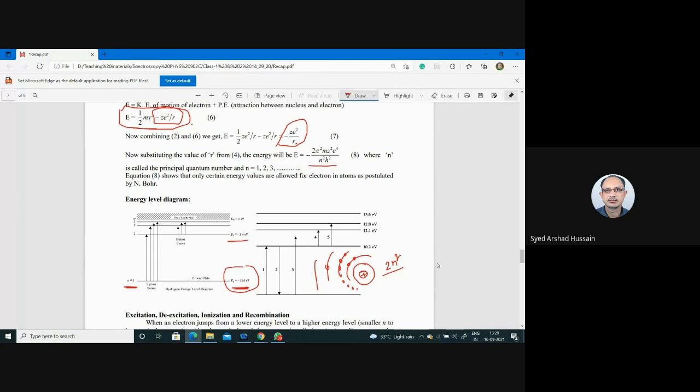Just putting n is equal to 1, and if it is sodium, then Z is equal to 11. If you want to calculate the energy of these electrons, okay, you simply put n is equal to 2 and Z is equal to 11, because for sodium Z is equal to 11. Similarly for hydrogen, Z is equal to 1, and simply putting n is equal to 1, 2, 3, 4, something like that, you can calculate all the energies.